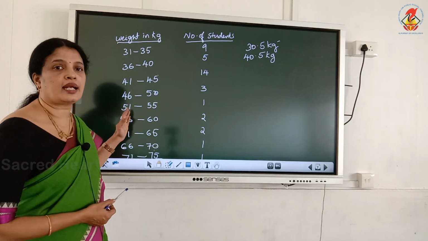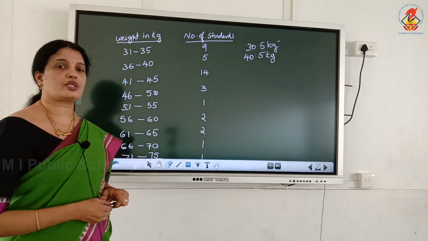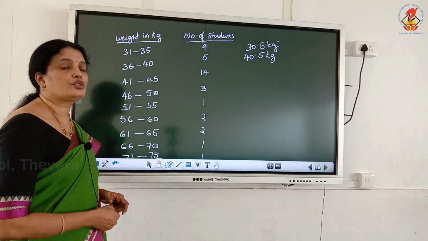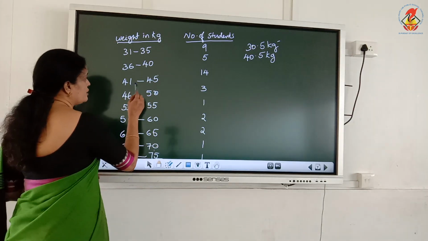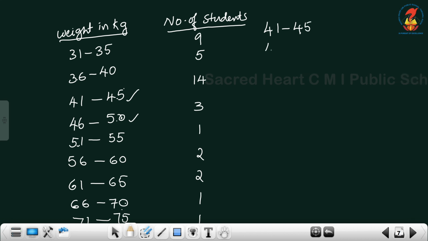This is a discontinuous class interval. Change it into a continuous class interval. How can you change it into a continuous class interval? First, consider two consecutive class intervals, for example 41 to 45 and 46 to 50. Consider these two class intervals, 41 to 45 and 46 to 50.